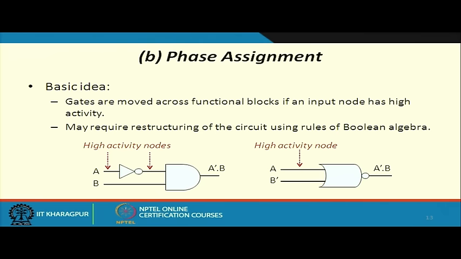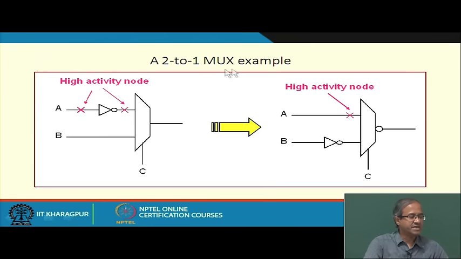So, we try to move gates around in sections of the circuit where higher activities are envisaged, and you try to reduce the sum total of these activity factors, again alpha i values, by moving the gates around, restructuring gates, using Boolean algebra rules to change the functional behavior. Like here we have modified an AND gate into a NOR gate. Fine. Let us take another example, say a multiplexer.